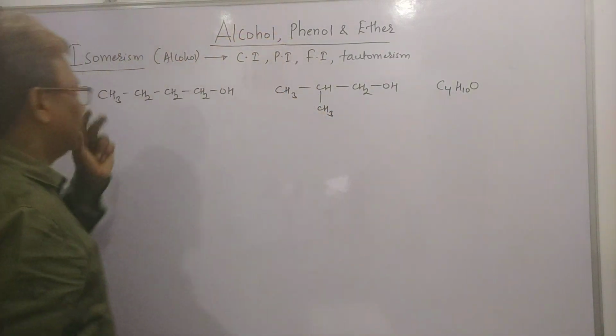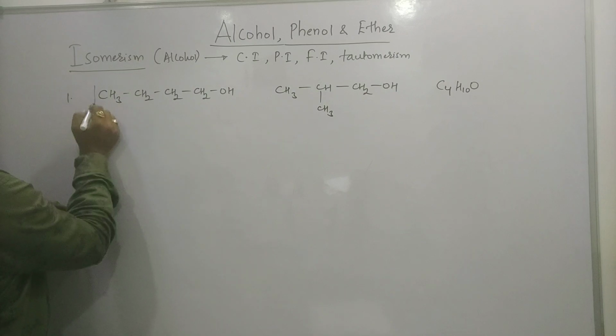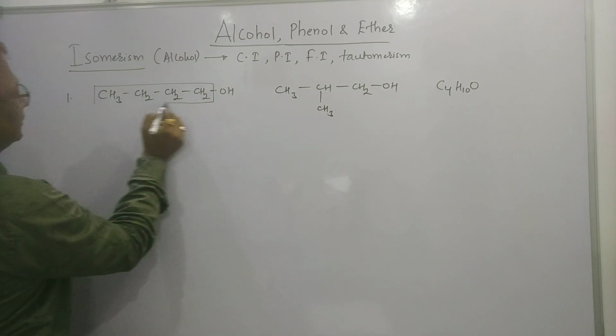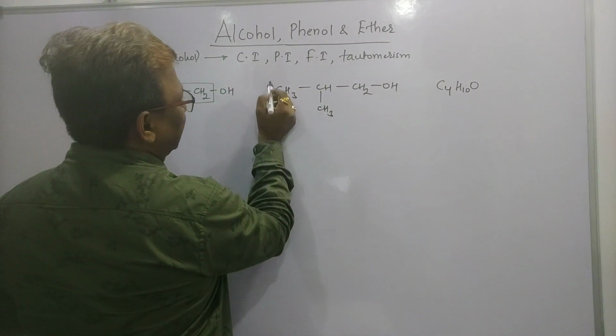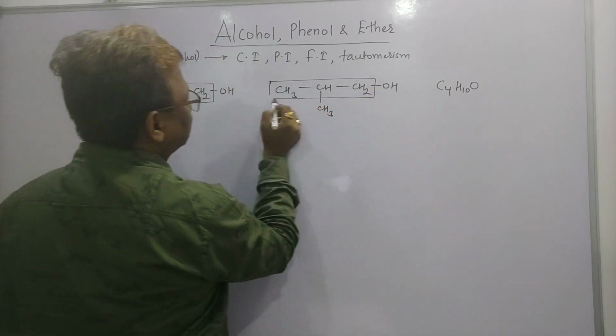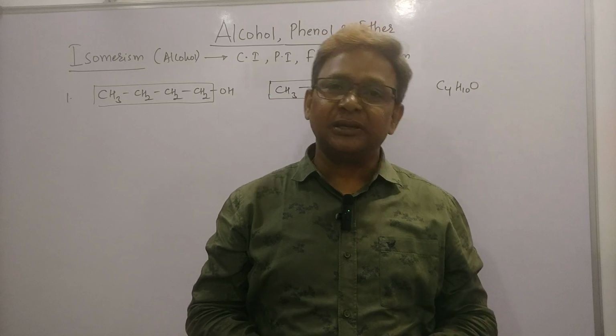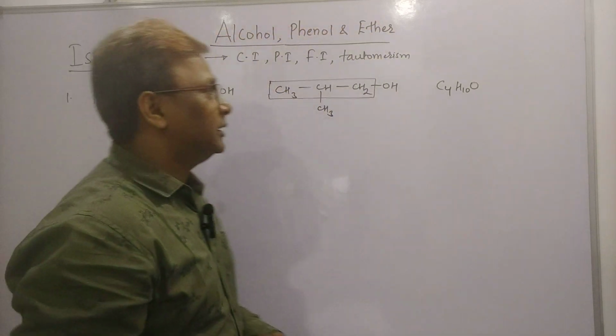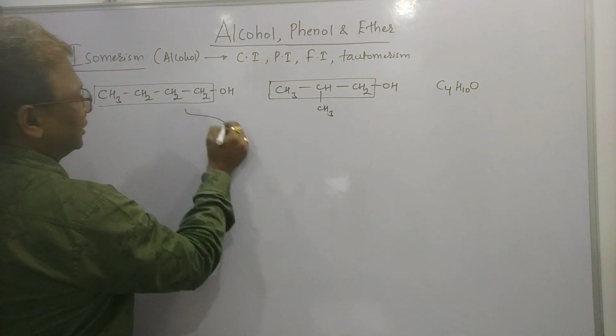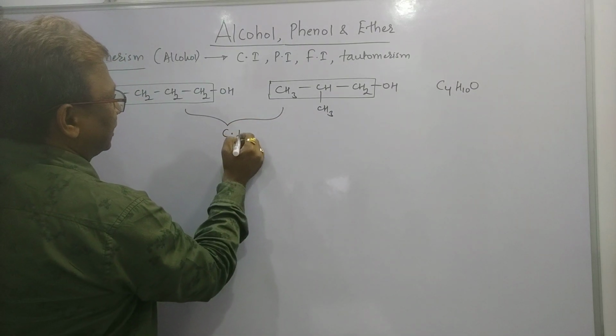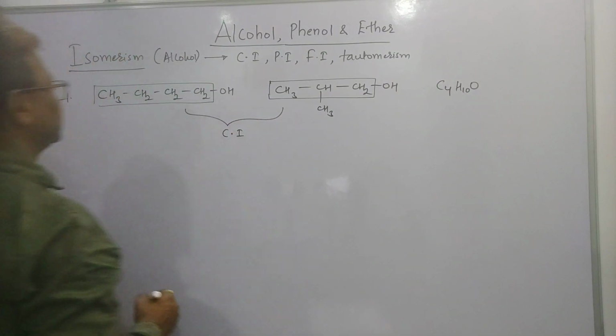But you can see the size of the parent chain here is 4 carbons, but the size of the parent chain here is 3 carbons. And as you know, as the size of the parent chain changes, both compounds are chain isomers to each other. So I'll say compound number 1 and 2 are chain isomers to each other.